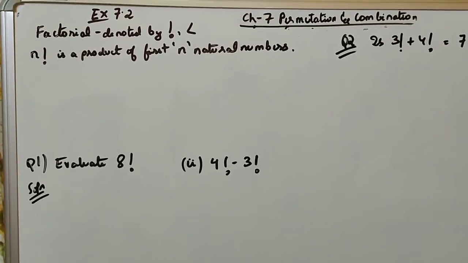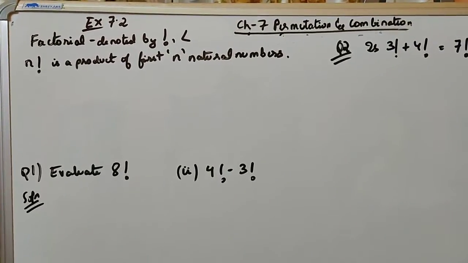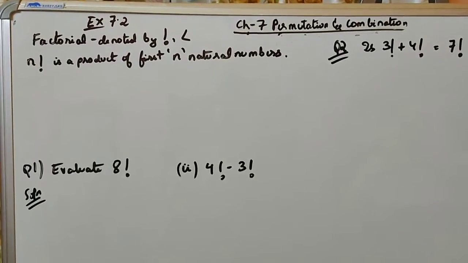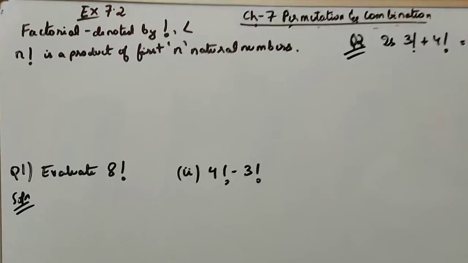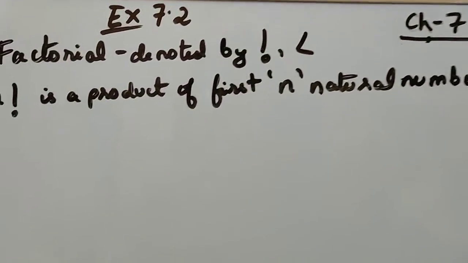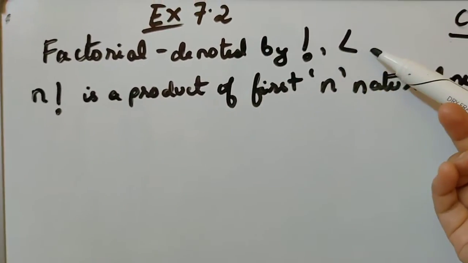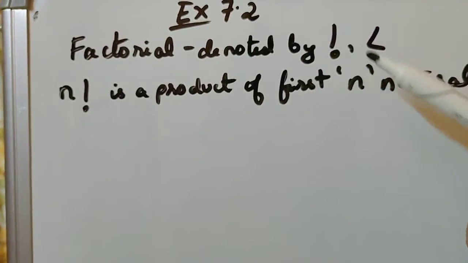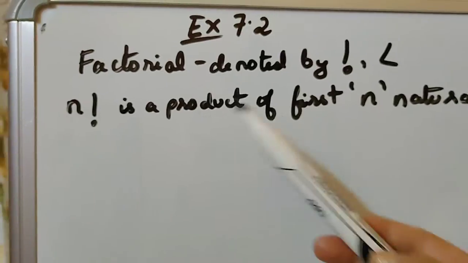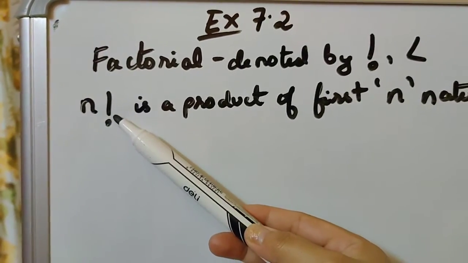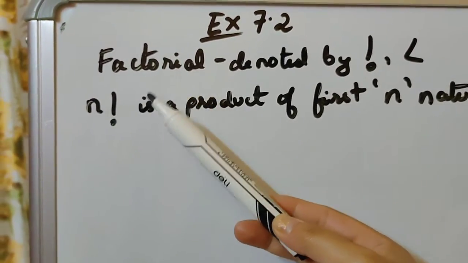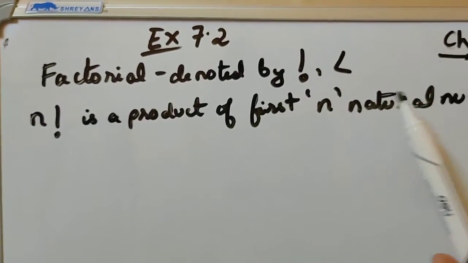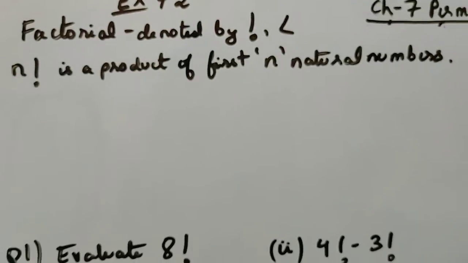In this video we will try to solve exercise 7.2. Basically in this chapter you must understand what a factorial is. A factorial is denoted by this symbol or this, but most of the time you will be using this one. The definition: this symbol is called factorial. n factorial is the product of the first n natural numbers.